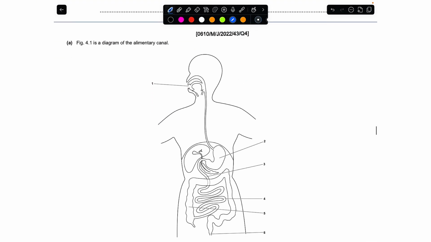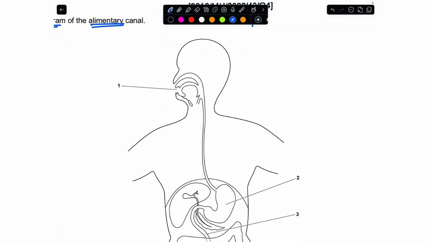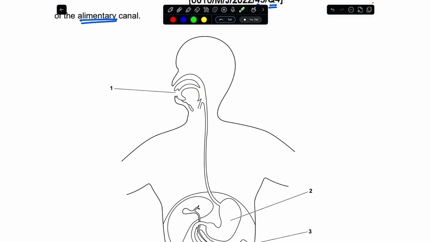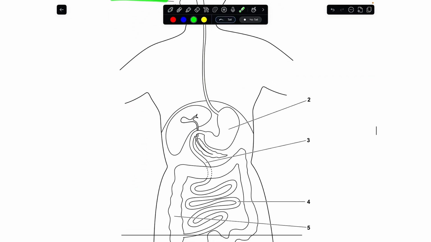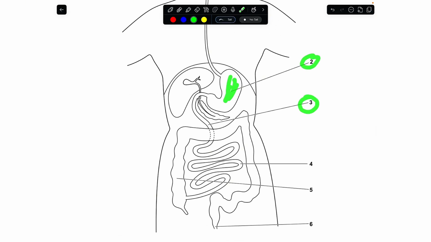Coming toward May-June of 2022, the theory paper variant was 4.3 and this was question number 4. And here your idea of the identification of the alimentary canal was tested. As they themselves say, figure 4.1 shows you the diagram of the alimentary canal. So if I were to make you identify these parts, here we have the mouth, number 2 is the stomach, and the third number that we have here is the small intestine.